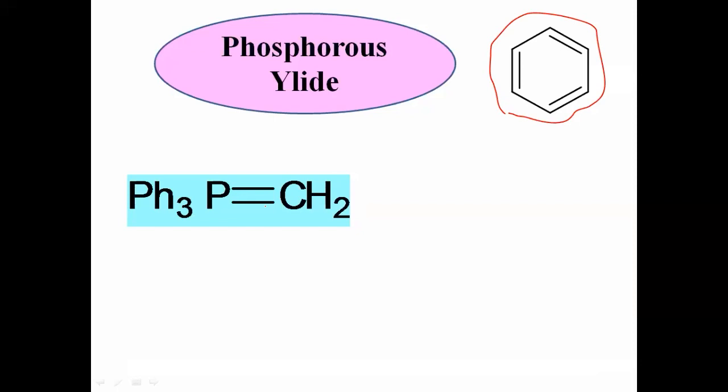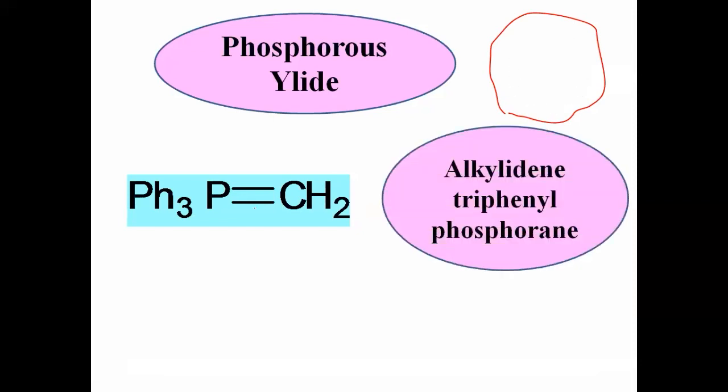Now, what should be the name of the compound? Actually, this compound is an alkylidene. Alkylidene means this group. Okay, this is alkylidene triphenyl. There are 3 phenyl groups, therefore it is triphenyl phosphorane. Thus, phosphorus ylide is nothing but the alkylidene triphenyl phosphorane.